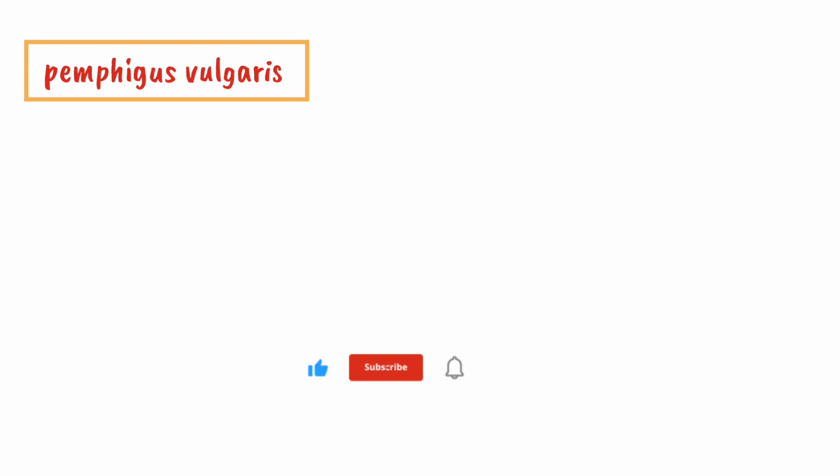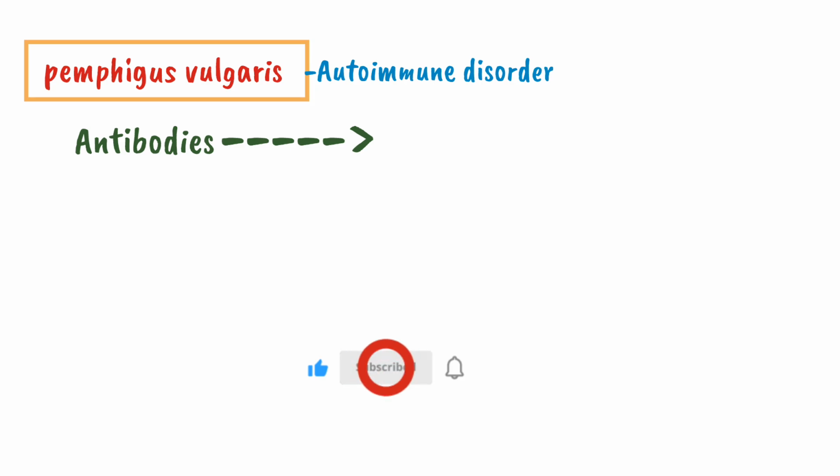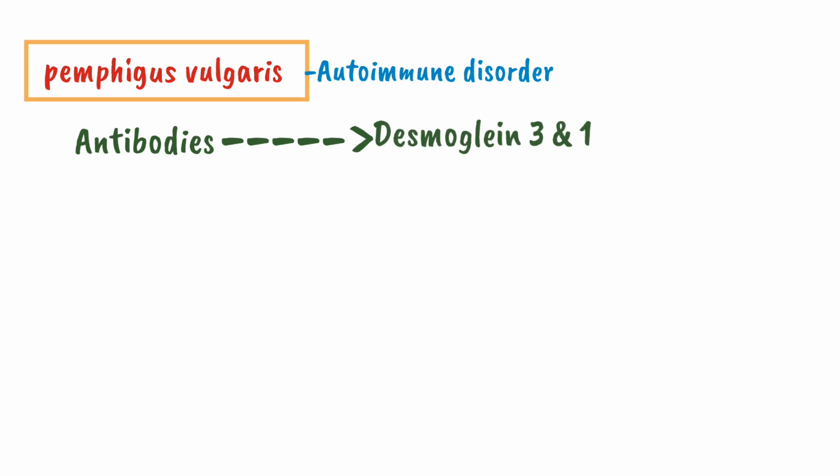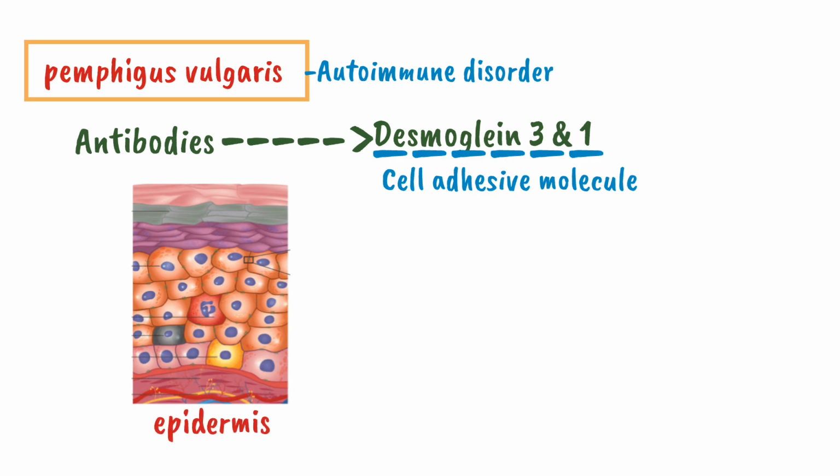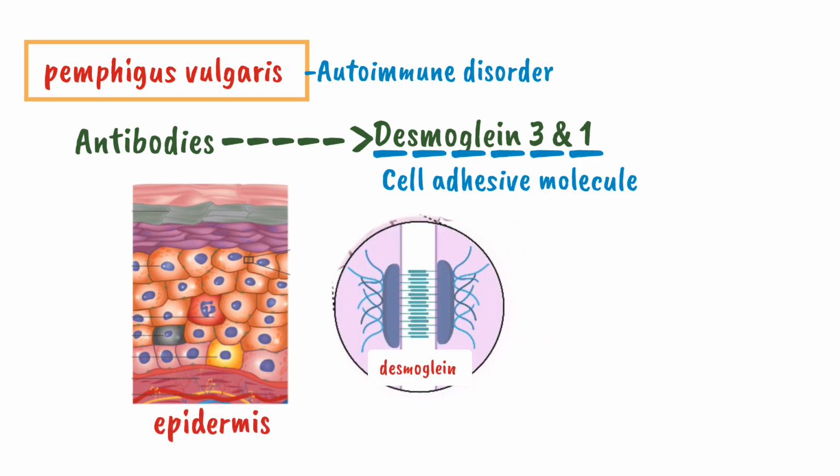Pemphigus vulgaris is an autoimmune disorder in which antibodies are formed against desmoglein 3 and 1. Desmoglein is a cell adhesive molecule. In the epidermis of skin, the cells are connected with each other with the help of desmoglein. In Pemphigus vulgaris, the autoantibody destroys these desmoglein. As a result, there will be a loss of adhesiveness between the cells in the epidermis of skin. Due to the loss of this adhesiveness, the patient will present with blisters and bullae.